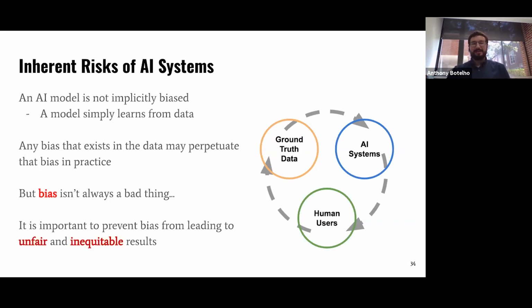And bias isn't always a bad thing. It's sometimes good to recognize that there are differences between subpopulations or subgroups within data that can be helpful to a model in some cases, or helpful to an AI system. But it's when that bias might lead to unfair or inequitable results that it starts to become a problem.